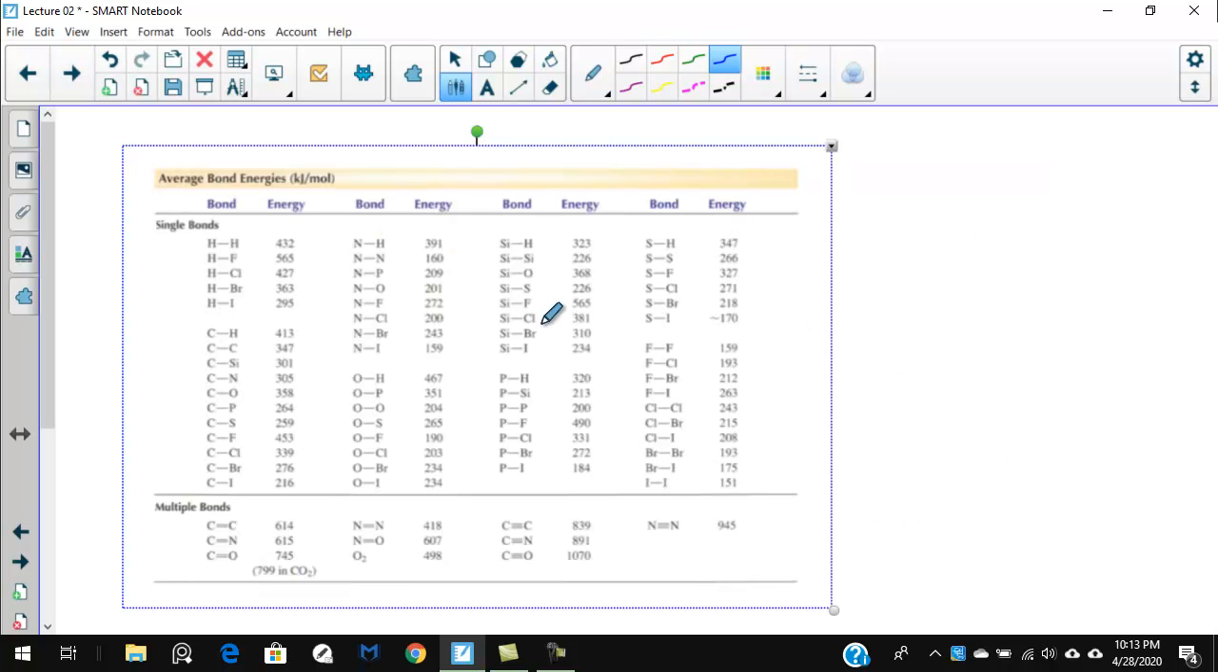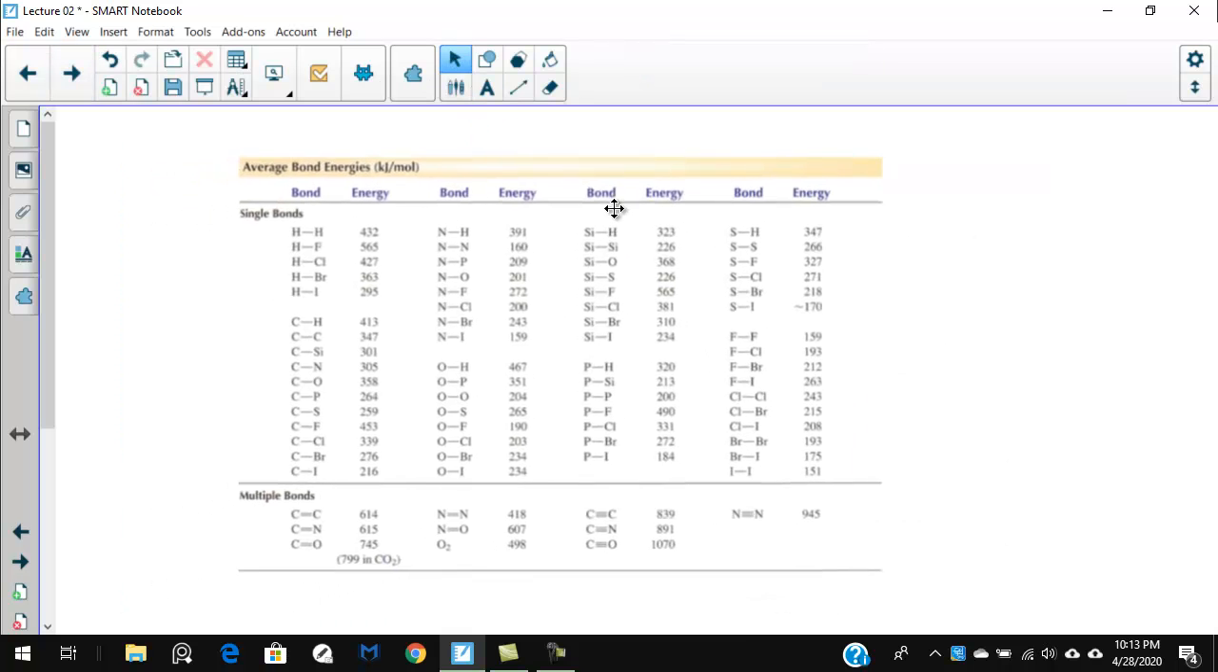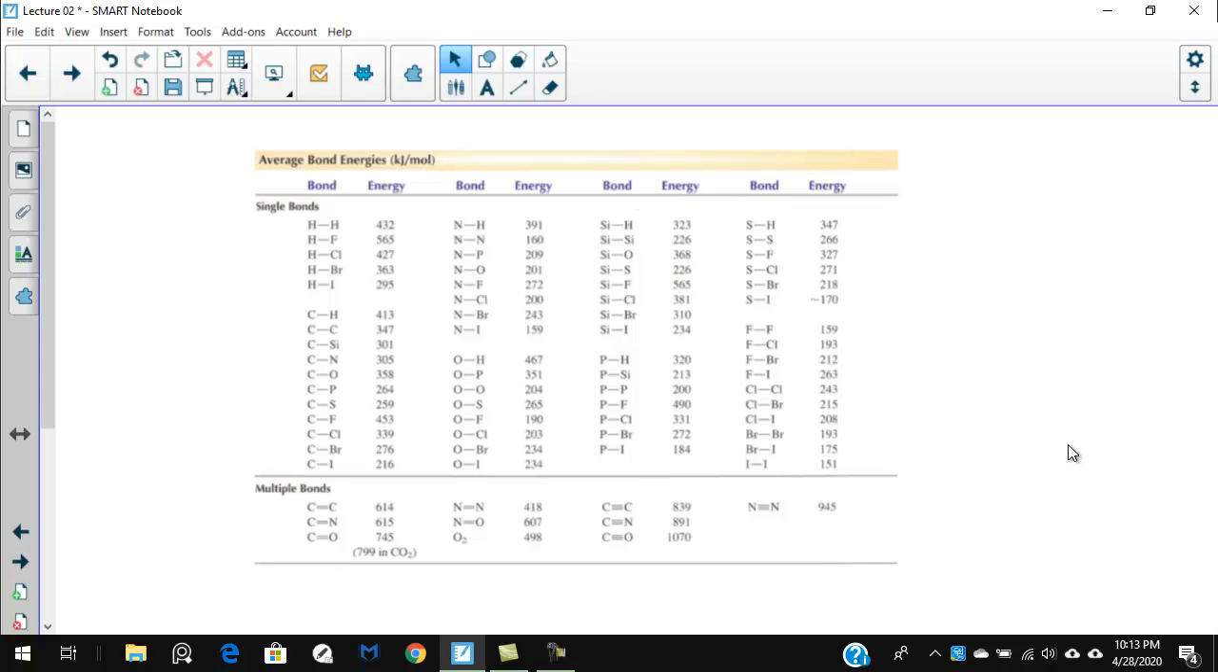So you're going to need information like this, and I'll post a table like this to the classroom. This is a list of many common bonds, and it tells you the amount of energy required to break those bonds in a given molecule. So for instance, if we take a look at the HH bond, it takes 432 kilojoules per mole of energy to break those bonds apart. So if you have a mole of these bonds, you're going to need 432 kilojoules.